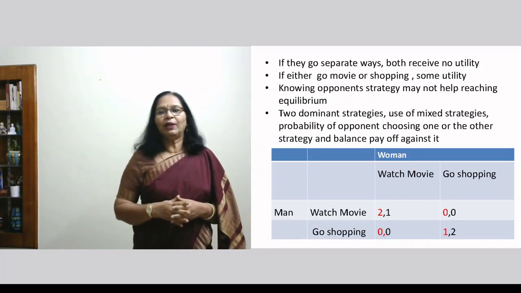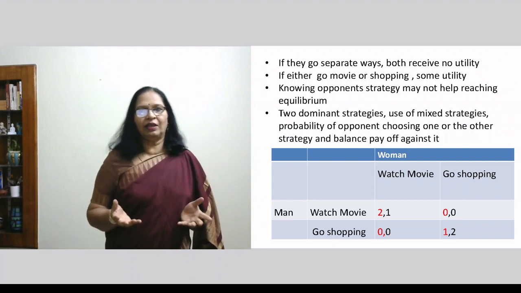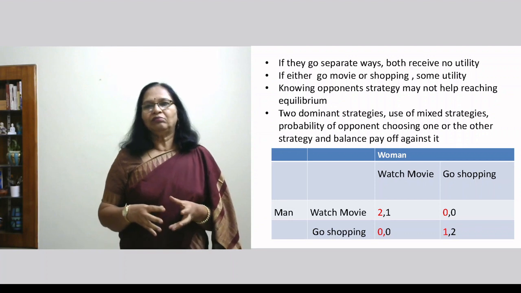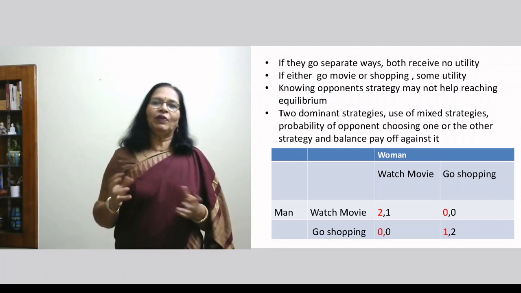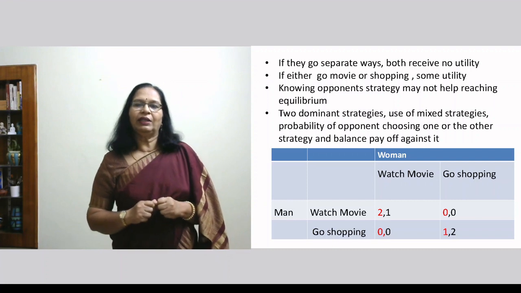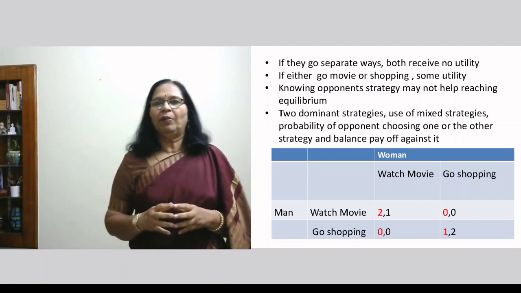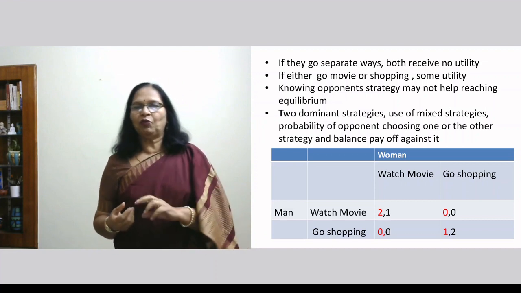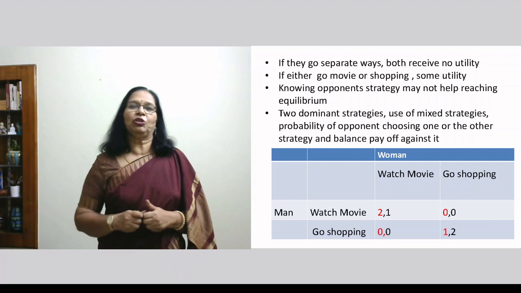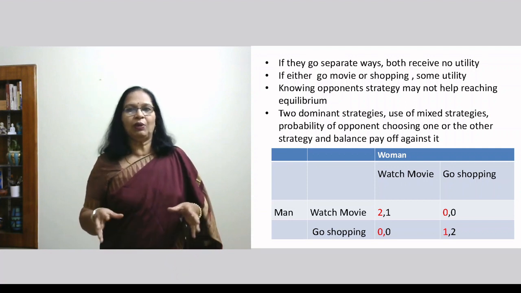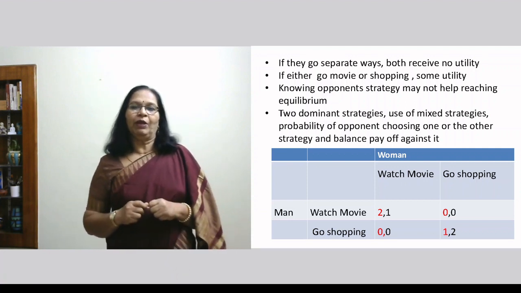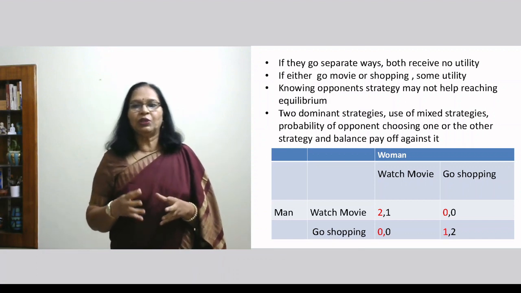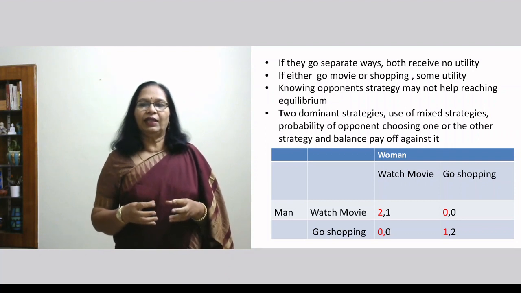If they go their separate ways, both don't receive any utility. And if either of them goes for the movie or the shopping, one of them will get the utility. Knowing the opponent's strategy may not help. In this particular case, the woman knows what the man wants and the man knows what the woman wants, yet even by knowing, they are not able to come to a strategy. So there is no single equilibrium that they can reach in this game. So there are two dominant strategies. Then they use mixed strategies, probably of the opponent choosing one or the other strategy and then paying it off against it.